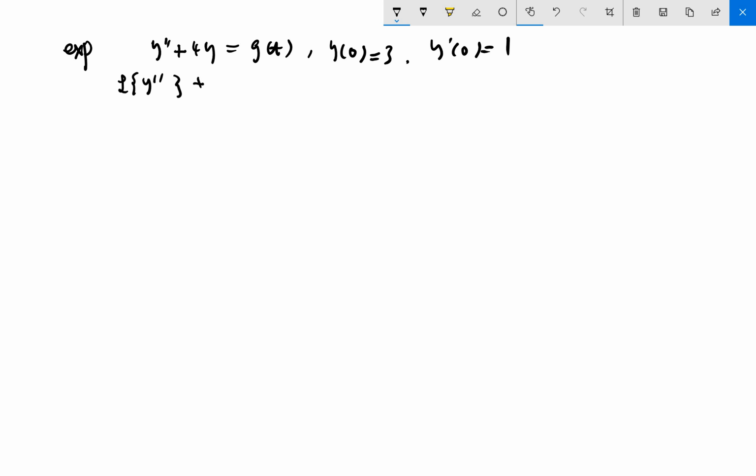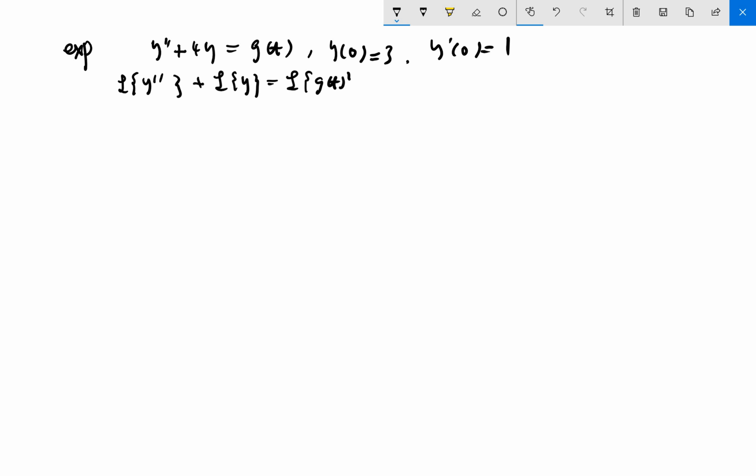Now let's look at another example. In this example, we're going to solve this differential equation: y double prime plus 4y equal to g sub t. Okay, g sub t can be anything, any function of t. And y0 equal to 3, y prime 0 equal to 1. So we want to use Laplace transform to solve that. You apply the Laplace transform on both sides of the equation. You got this.